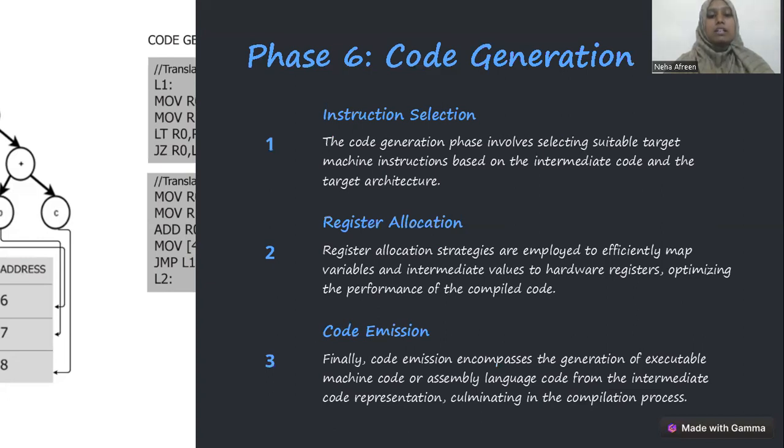Whereas following, we learn register allocation. Register allocation strategies are employed to efficiently map variables and intermediate values to hardware registers and optimize the performance of the compiled code. Code emission. Finally, code emission encompasses the generation of executable machine code or assembly language code for the intermediate code representation, culminating in the compilation process.